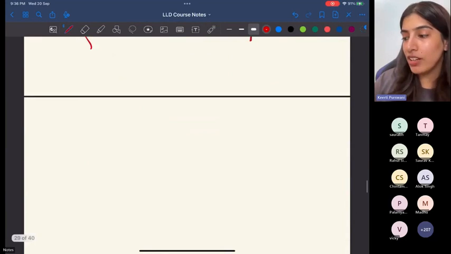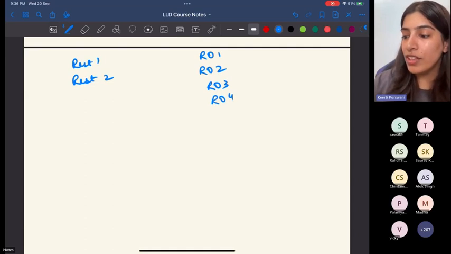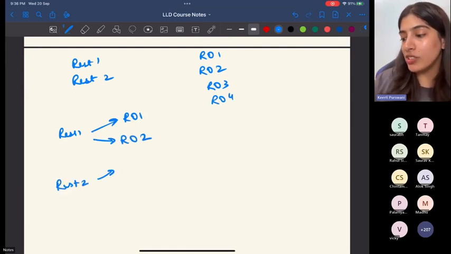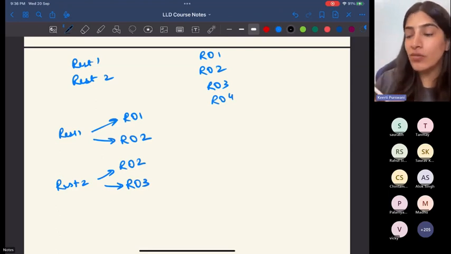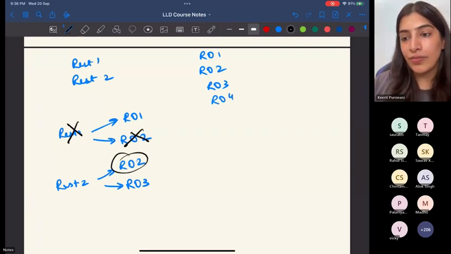Now, my question is, think of it like this. Suppose there is restaurant one, there is restaurant two, there is restaurant owner one, restaurant owner two, restaurant owner three, restaurant owner four. Now, restaurant one has owners restaurant owner 1 and 2, right? Restaurant 2 has owners restaurant owner 2 and restaurant owner 3, correct? This is my case right now. So you are saying it will be composition. So if it is composition, then what will I do? As soon as my restaurant 1 dies, my restaurant owner 2 will die. Then what will happen to the other restaurant?